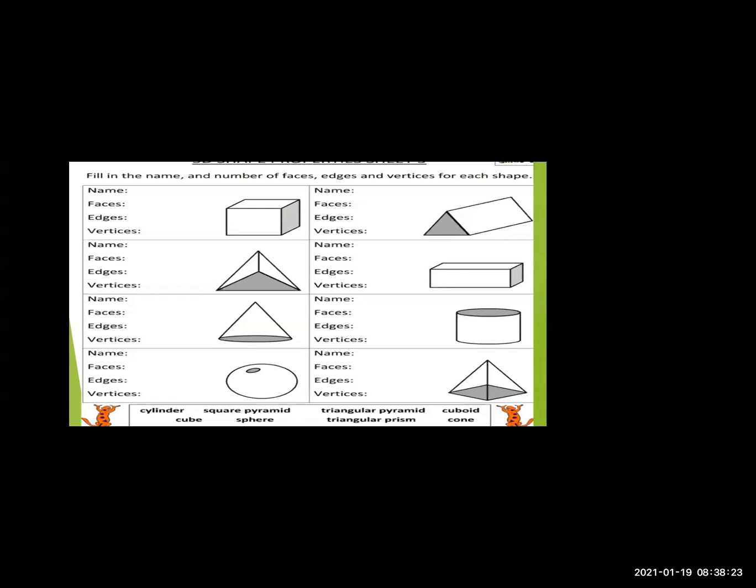Very good, my dear students. I hope everyone might have understood what are 3D shapes, and how the faces, edges, and vertices are counted. Thank you, my dear students.